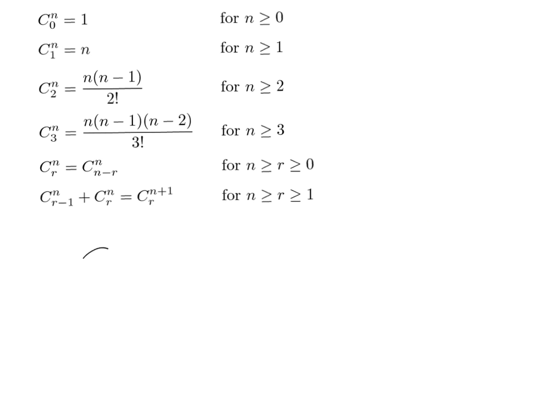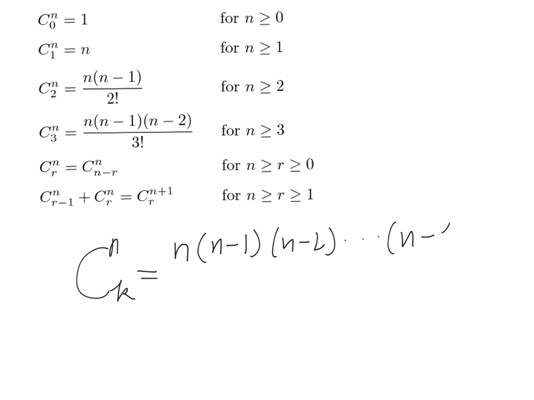In general, nCk is equal to n times n minus 1 times n minus 2 up to n minus k plus 1, over the factorial of k. Here in the numerator are the largest k integers not greater than n.